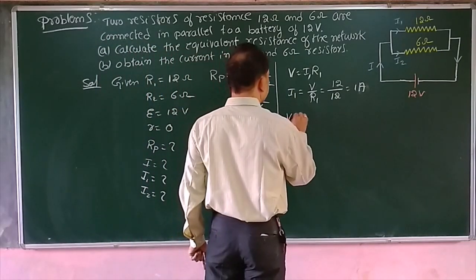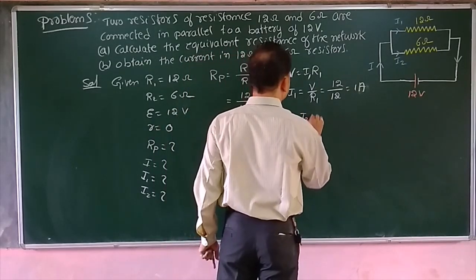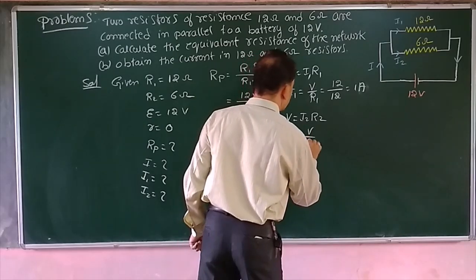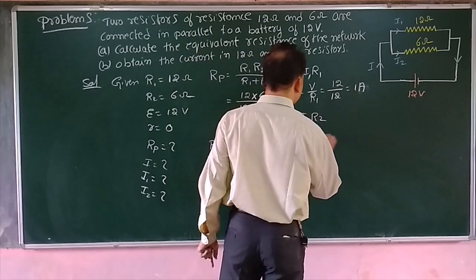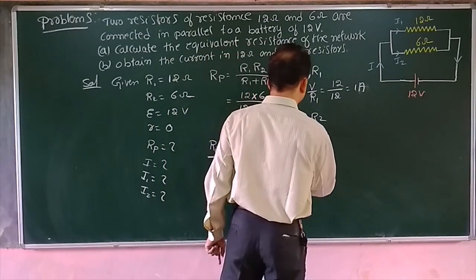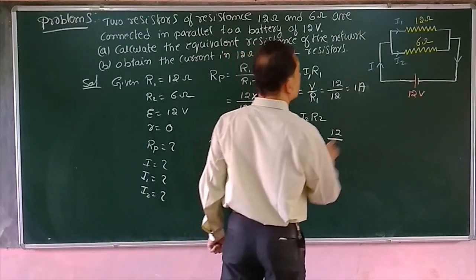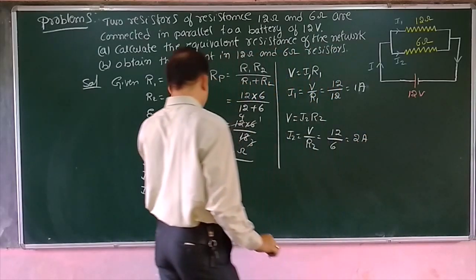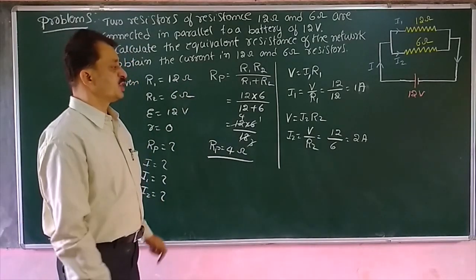Similarly, the potential drop is the same because they are in parallel combination. We can write V equals I2 into R2. Therefore I2 is equal to V by R2. That is equal to 12 divided by 6. That is equal to 2 amps. 2 amps of current is flowing in the 6 ohm resistor.